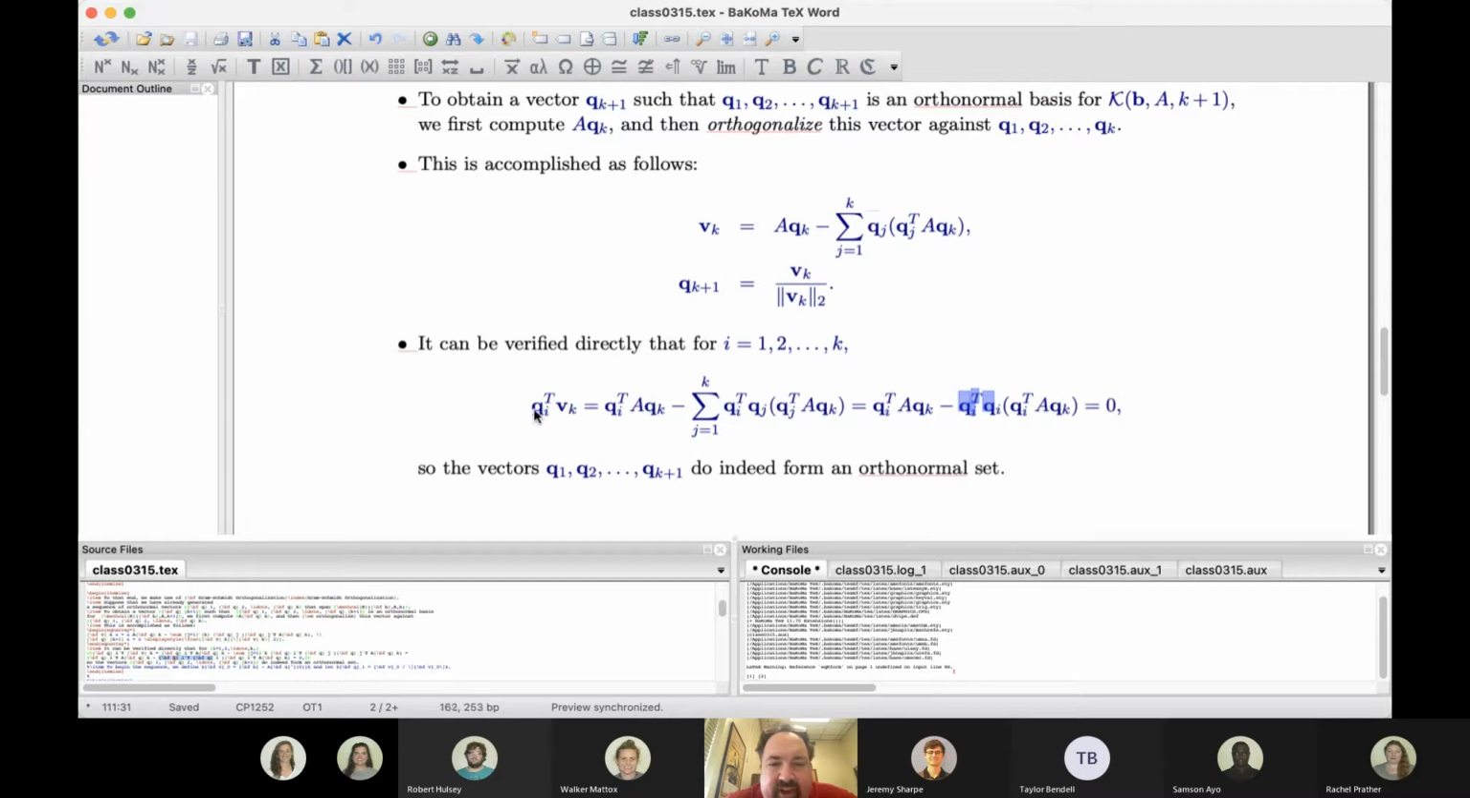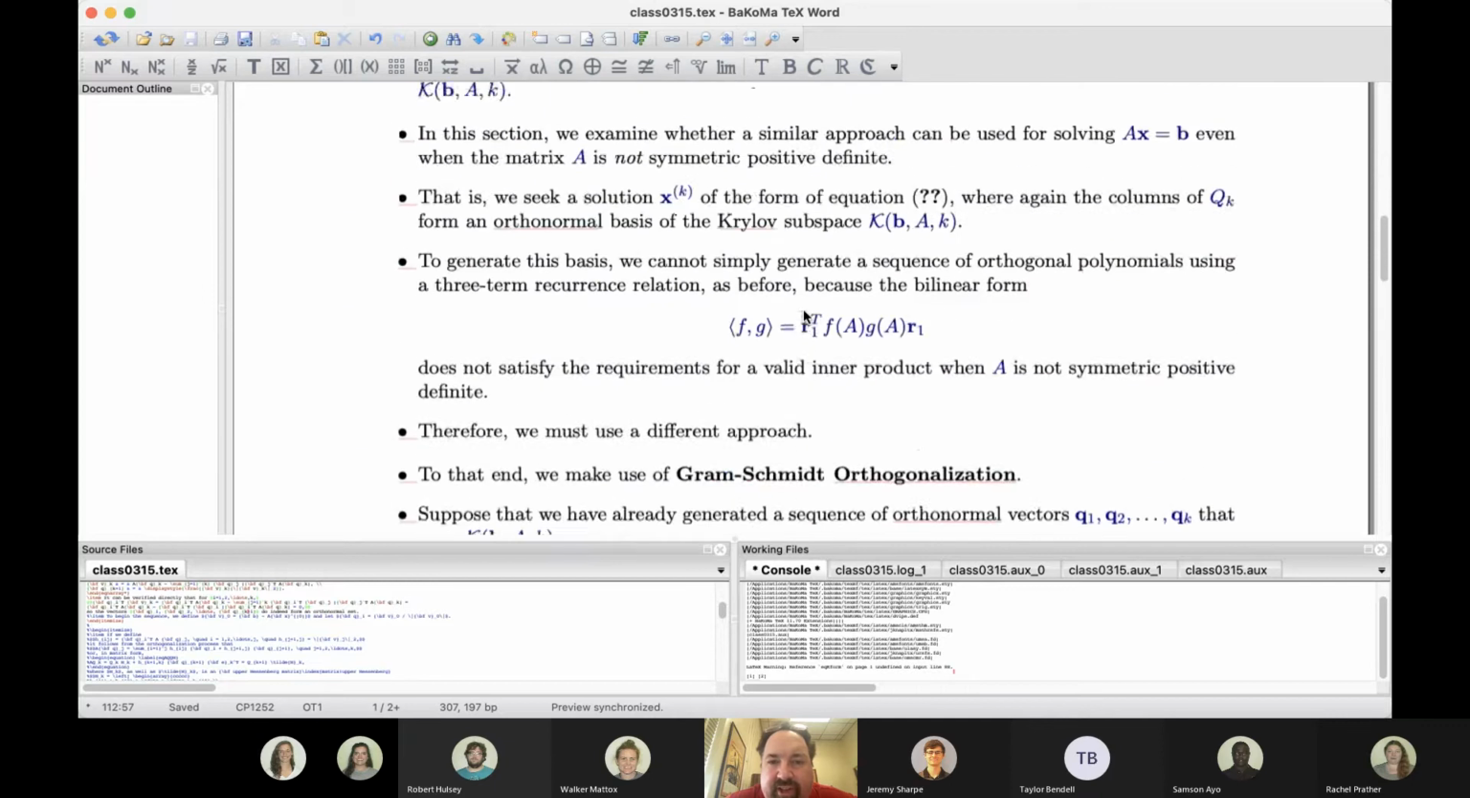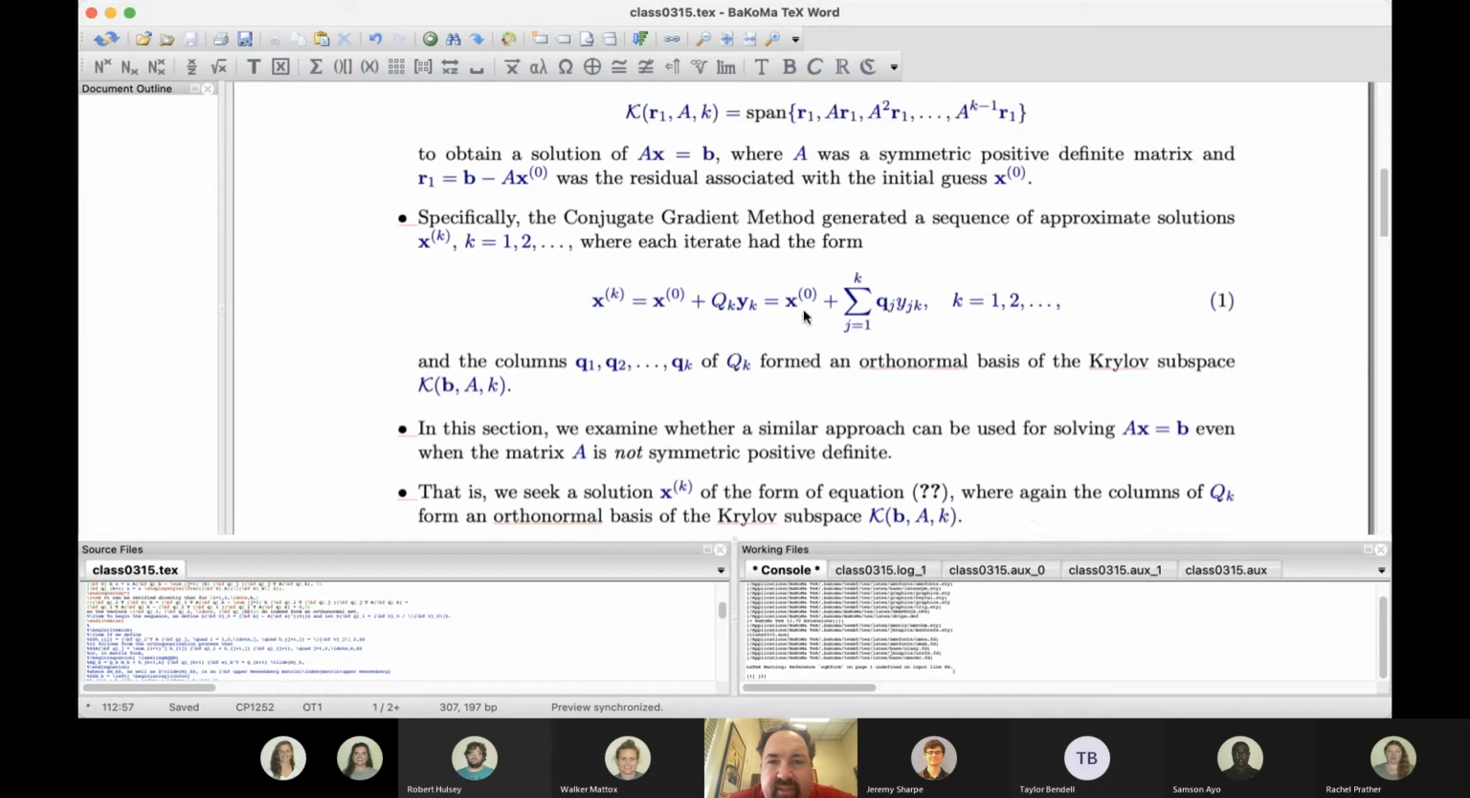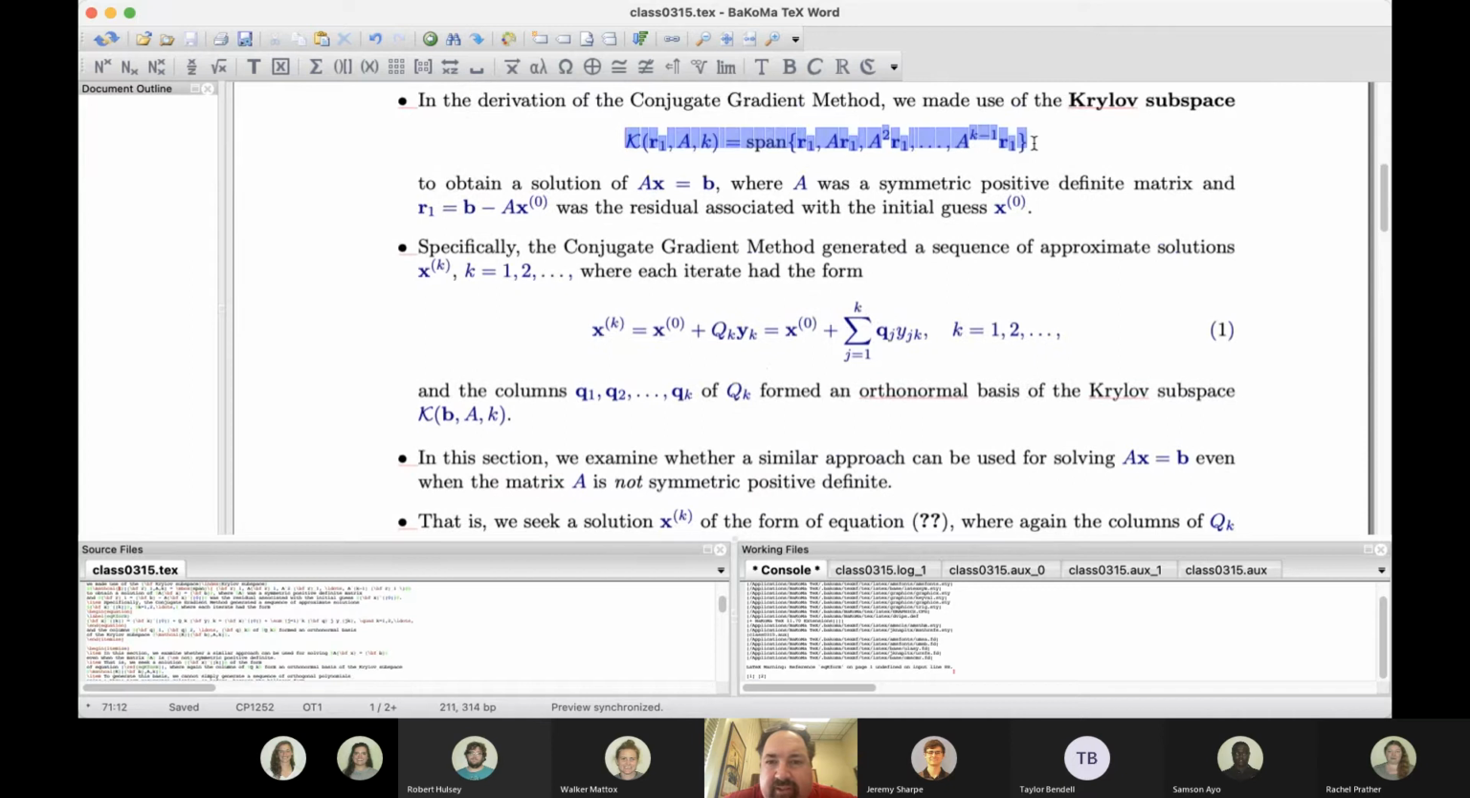So v_k really is orthogonal to all the previous q's, and then by normalizing it to get q_{k+1}, these vectors really are forming an orthonormal set. They're orthogonal to each other, and they're all unit vectors. So, as with conjugate gradient, I now have a way of generating an orthonormal set of vectors that span this Krylov subspace.